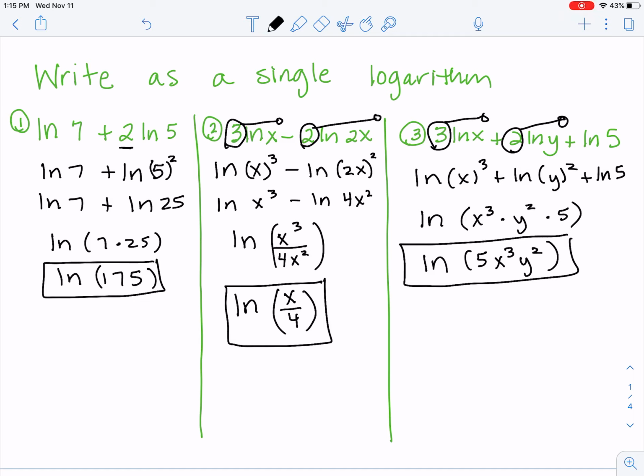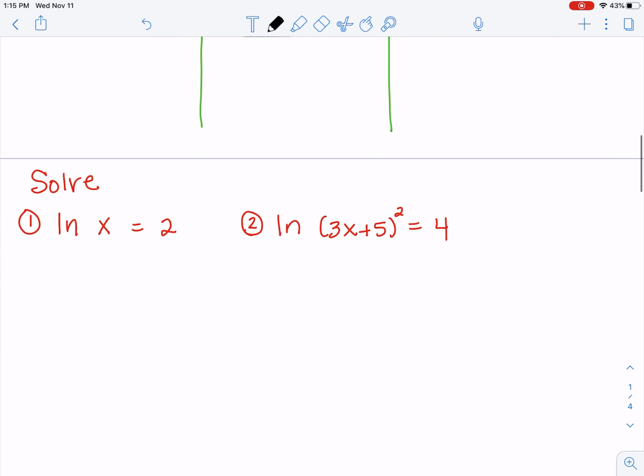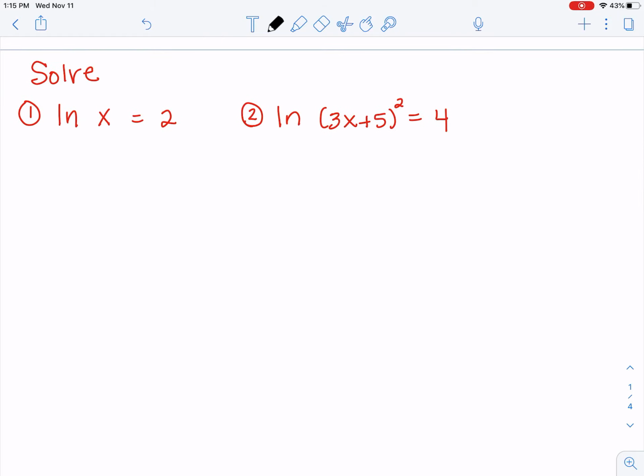Okay? So you can use that relationship between the functions y equals natural log of x and y equals e to the x to solve certain logarithmic and exponential equations. So now we're going to solve equations using natural logarithms. Okay? So taking a look at number 1, I have natural log of x equals 2. This is in log form. So the natural log of x is the same as the log of x base e, and that equals 2.